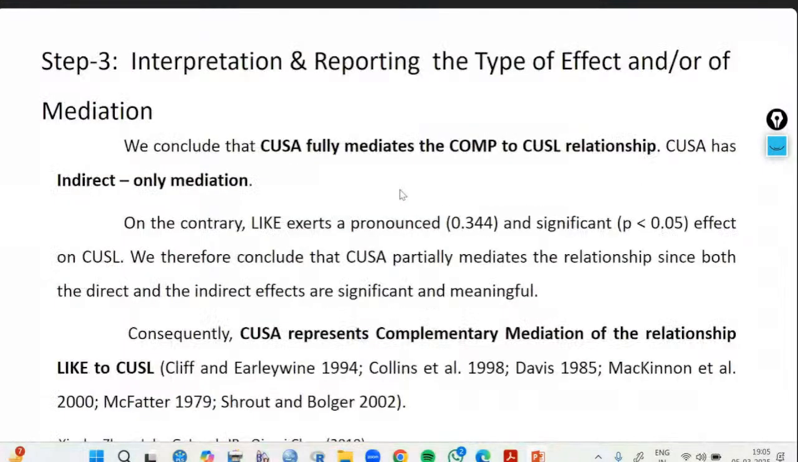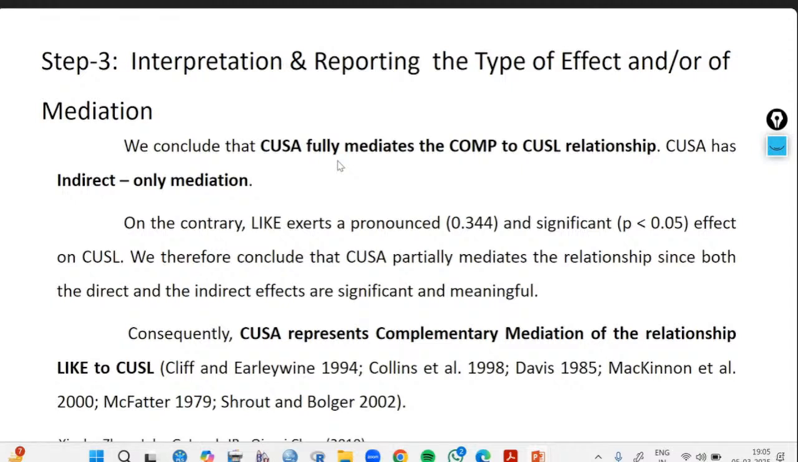and direct effect. Now we conclude that CUSA, customer satisfaction, fully mediates the relationship between competence and customer loyalty. So CUSA, meaning customer satisfaction, has indirect-only mediation. Indirect-only mediation means full mediation.